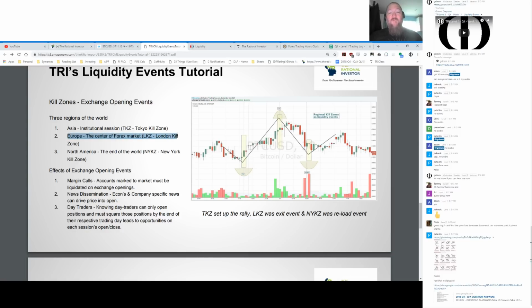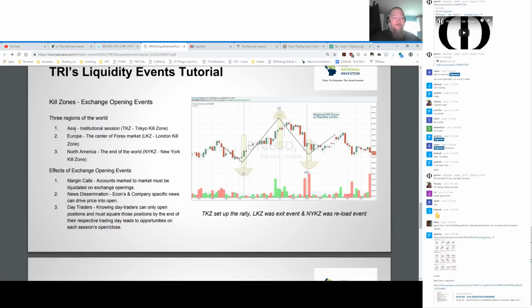And then we have the European session. This is where the Forex market is largely centered. This is the London kill zone, based out of the London market. It's pretty important that as a trader you identify what time these are relative to your location. I'm on the west coast of the U.S., so the London kill zone occurs about midnight my time, and the North American market, which is in New York, opens at 9 a.m. New York, so that's about 6 a.m. my time.